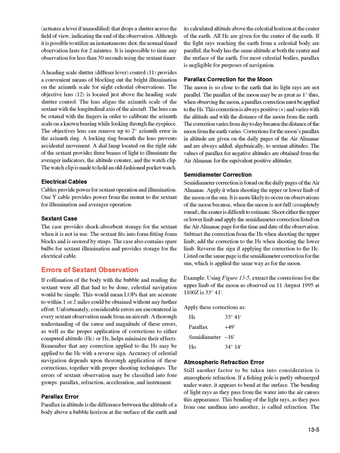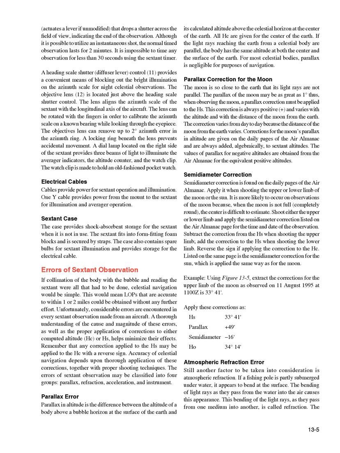Errors of sextant observation. If collimation of the body with the bubble and reading the sextant were all that had to be done, celestial navigation would be simple. This would mean LOPs that are accurate to within 1 or 2 miles could be obtained without any further effort. Unfortunately, considerable errors are encountered in every sextant observation made from an aircraft.